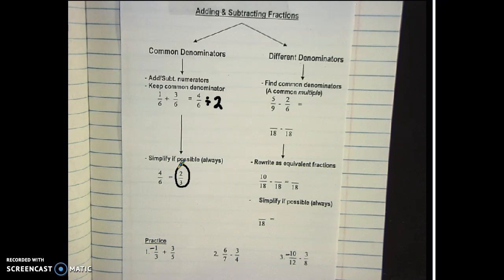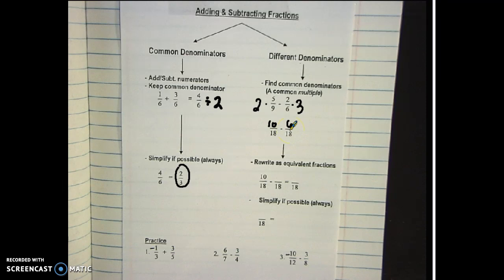So the least common multiple between 9 and 6 is 18. You multiply 9 by 2. What you do on the bottom, you have to do on the top. 2 times 5 is 10. 2 times 9 is 18. To get 18 out of 6, you multiply by 3. 2 times 3 is 6. 6 times 3 is 18.